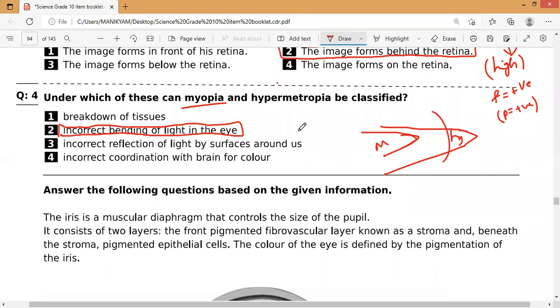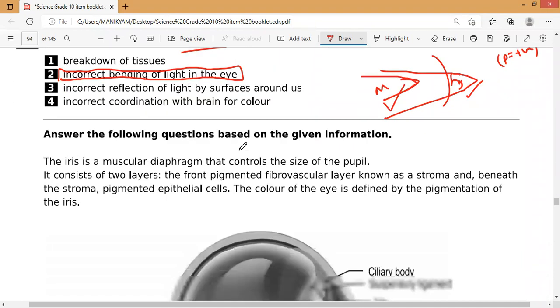Yes, sir. But they'll ask which is caused by failure of what? Then it is the ciliary muscles. That is breakdown of tissues. But they're asking what condition it is, under which of these we can classify it based only upon the bending of light. One time it will be classified as in front of the retina, one time it is behind the retina. That is based only upon the bending, the refraction of light. Yes or no? Yes, sir.